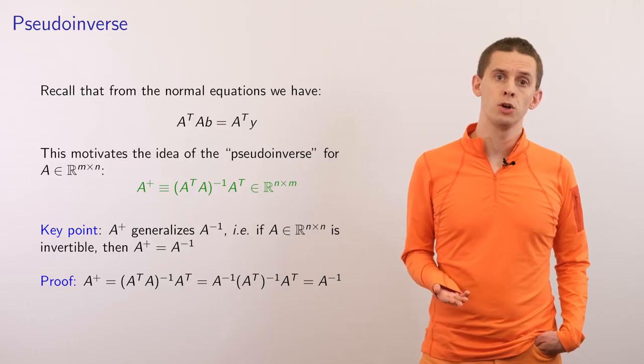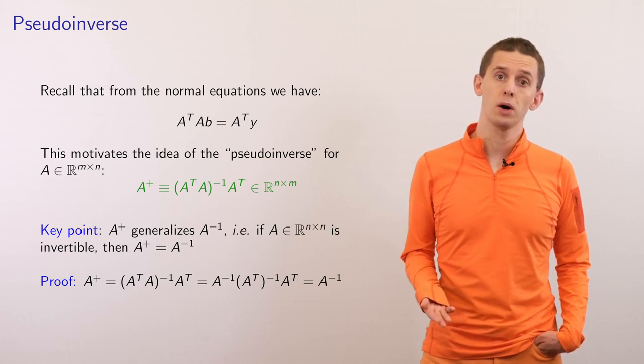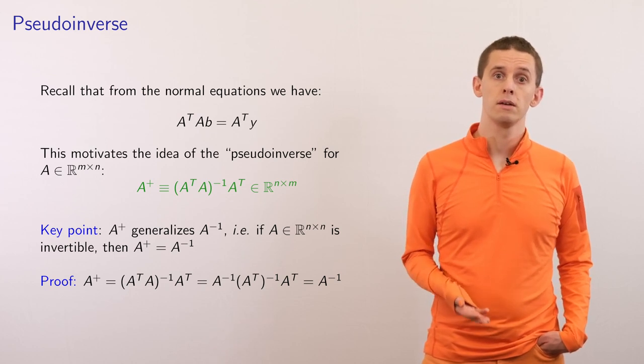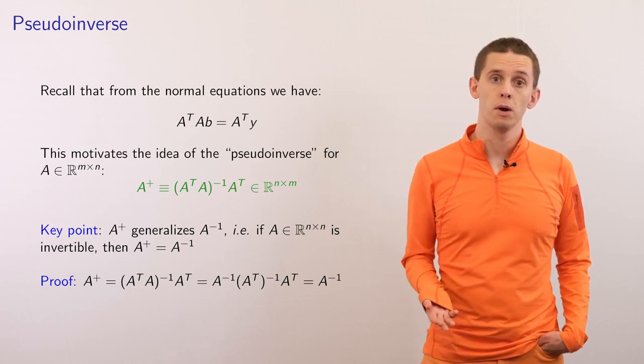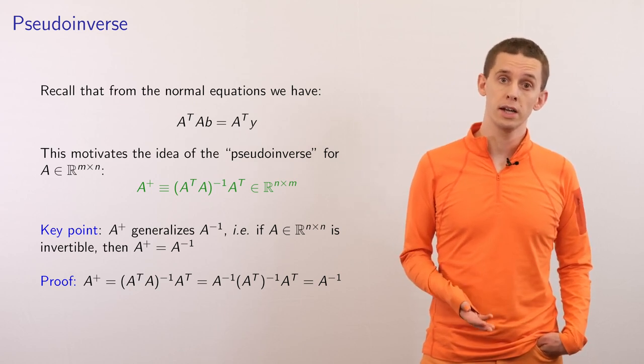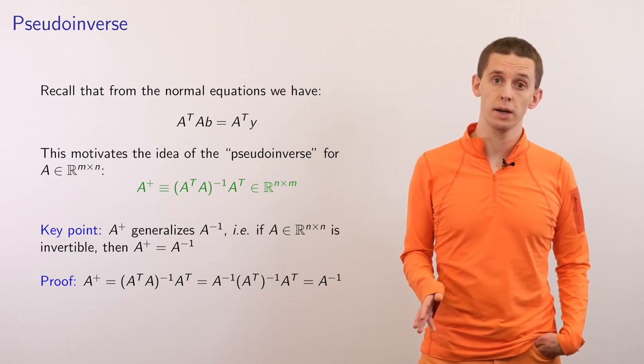So let's now revisit the normal equations. We have A transpose A b is equal to A transpose y. And if we were to solve this system and find b, then we could apply the matrix inverse of A transpose A. And we would find then that b is equal to A transpose A inverse times A transpose y.